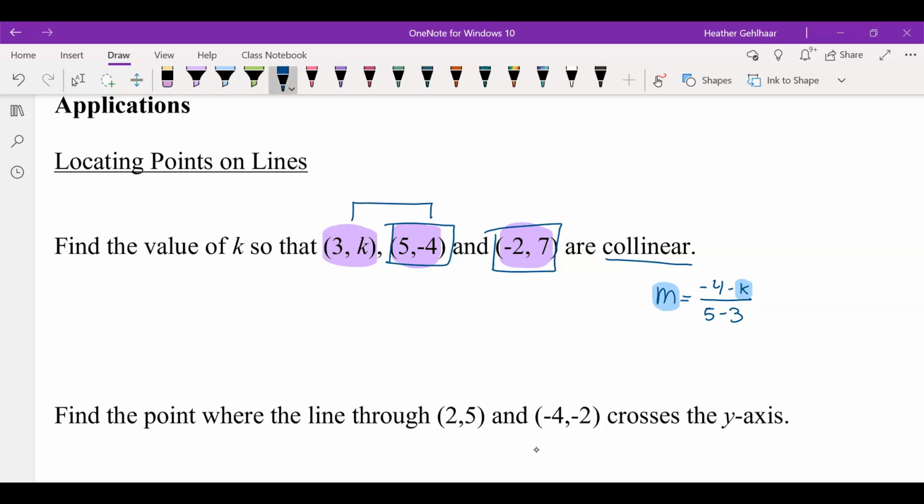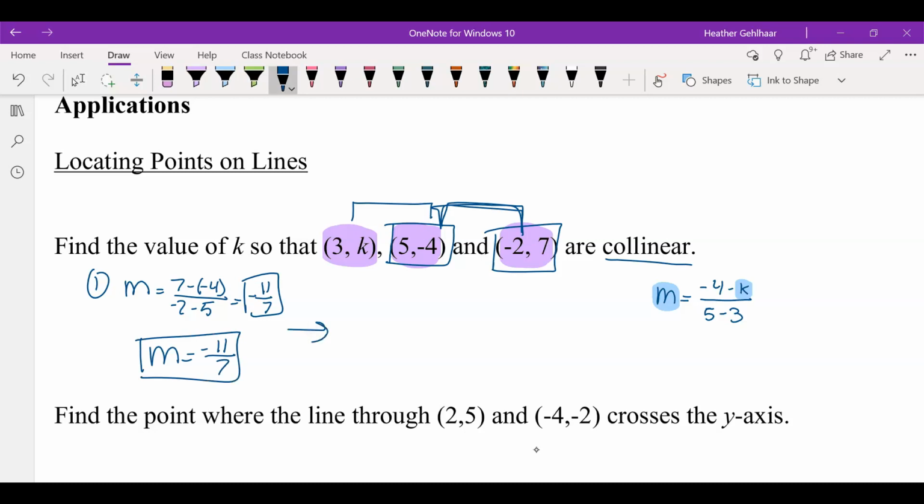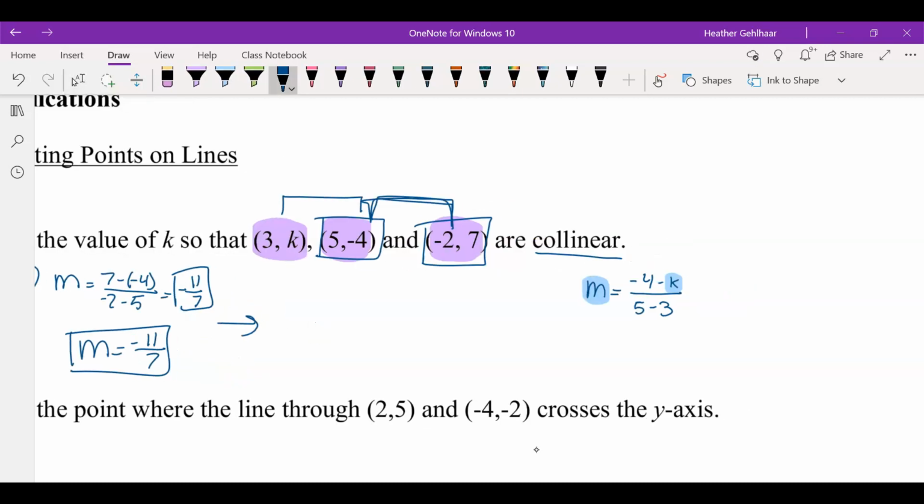So the first step here would be m equals, I'm going to use these 2 points here. We have 7 minus -4 over -2 minus 5. Okay, so over here we will get a lovely -11 over 7 as our slope. So m equals -11 over 7. Okay, so from there we're going to go ahead and plug in that slope into this one here. So in our next step we will have -11 over 7 equals -4 minus k over 5 minus 3.